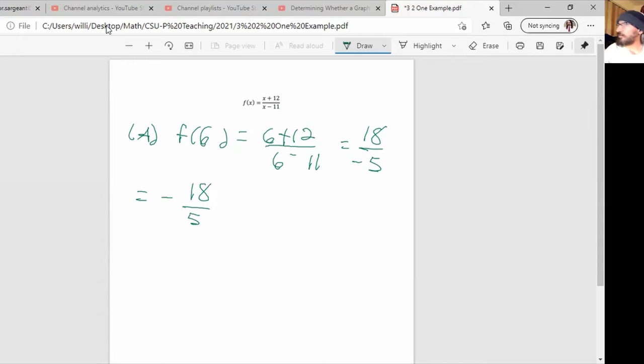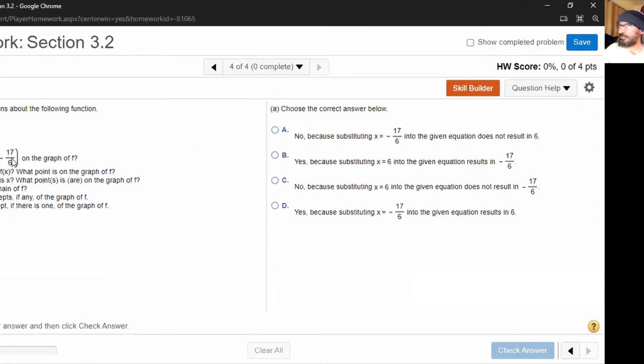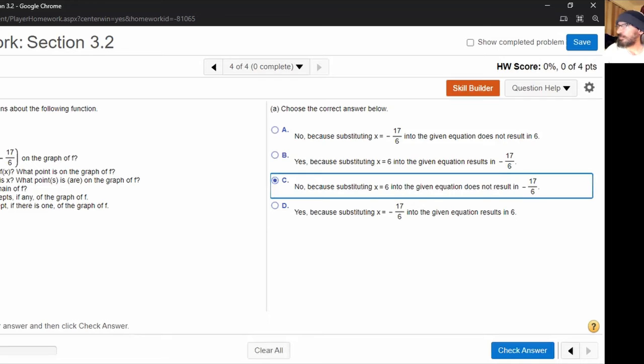And let's see if that's what that fraction was. Was it negative 18/5? It was not. Looks kind of similar, but that's 17/6. We have two options here where the answer is no, but only one of them should be correct. We substituted 6 for x, and we did not get a result of negative 17/6.